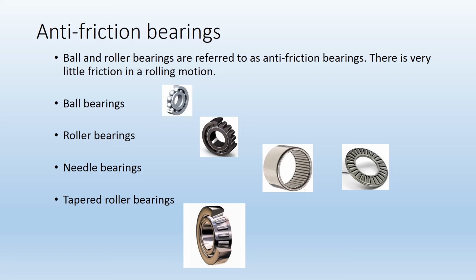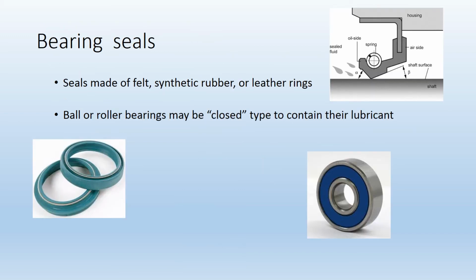Anti-friction bearings have an inner race and an outer race that are hardened, highly polished surfaces. The rolling elements are also very smooth, highly polished and hardened. So the primary function of a lubricant in an anti-friction bearing is to prevent corrosion, to protect those highly polished surfaces. Bearing seals are made of felt, synthetic rubber, or leather rings. And what bearing seals will do is keep the lubricant in and keep contaminants out.